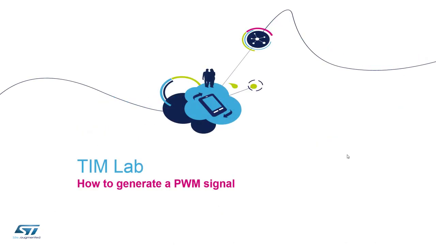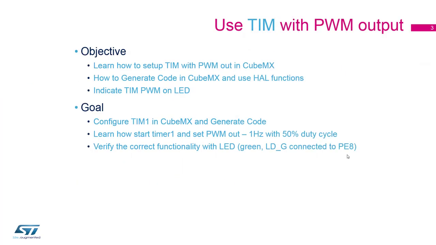In this exercise, we will show how to toggle the green LED using the timer in PWM mode. In this session, we will learn how to set up and generate code for the timer peripheral on STM32CubeMX. The timer will be configured with a period of 1 Hz and 50% duty cycle. The output signal of the timer will drive the green LED, so we will be able to verify if the timer is correctly working. Let's now open the STM32CubeMX to configure the timer for this hands-on.